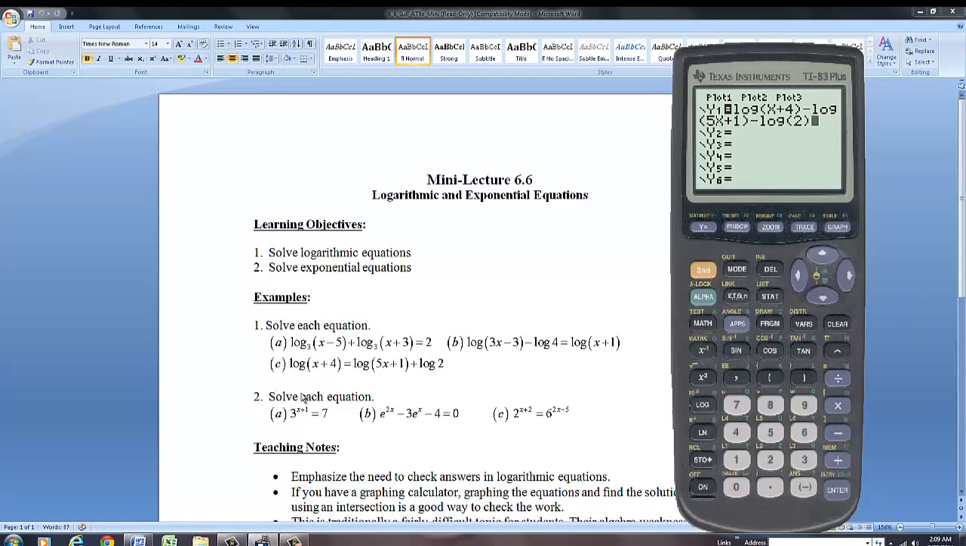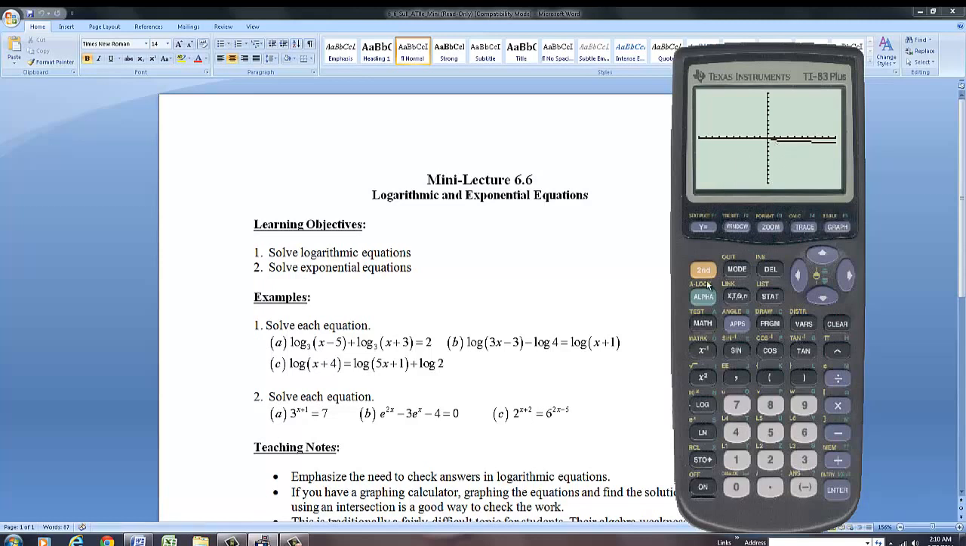Okay, so this reads the same thing, whether I have it like this, the way it is, or if I have log of x plus 4 minus the log of 5x plus 1 minus the log of 2 equal to 0, it's still the same equation. It's just written differently, but it's still the same thing. So that's why, for graphing purposes, I need one side to be 0. So now I just hit the graph. And it appears to cross right here.